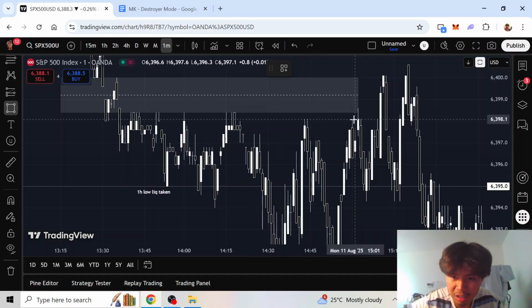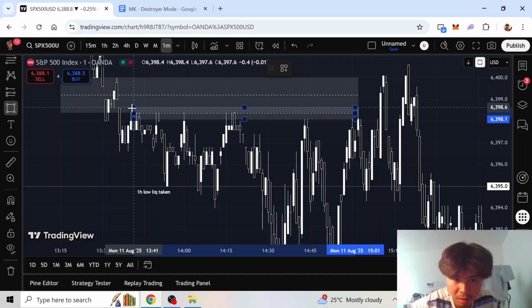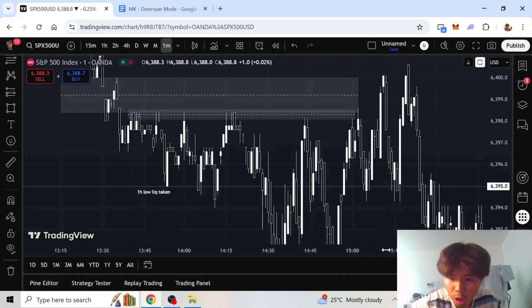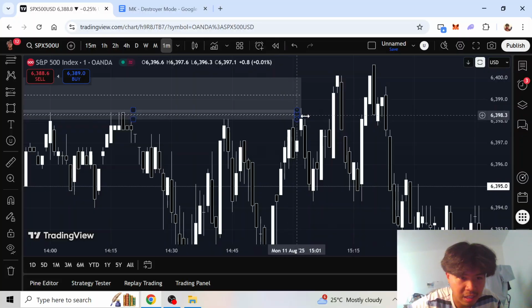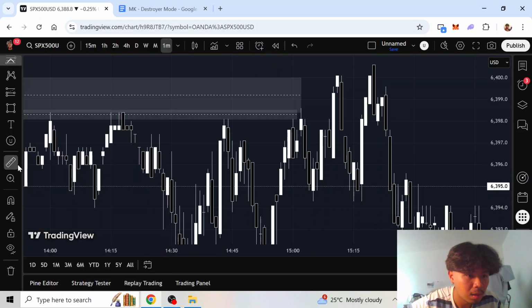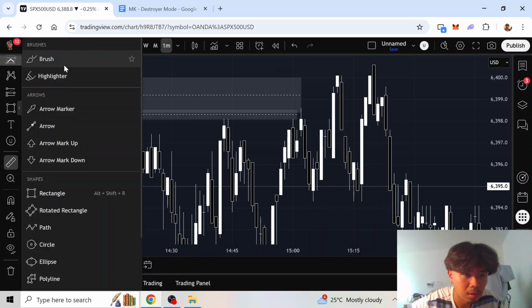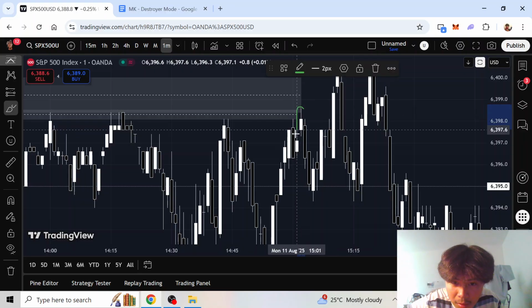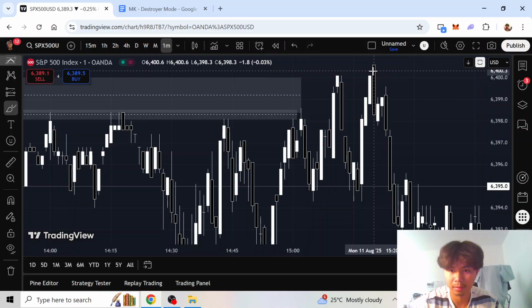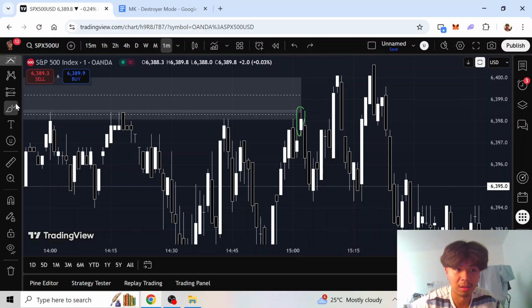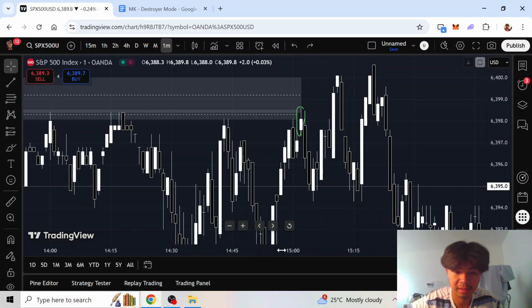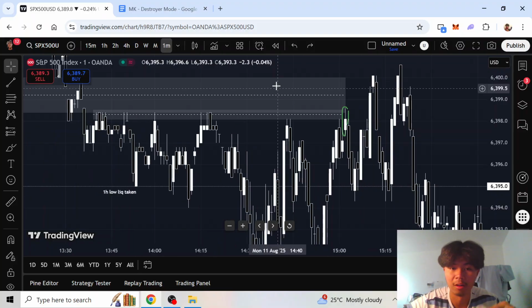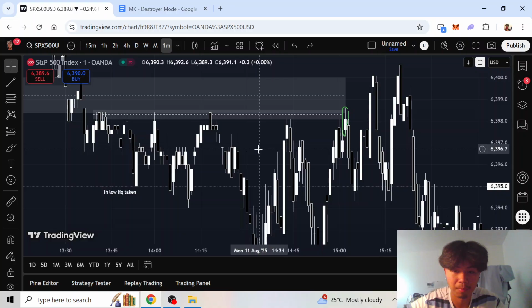So when I see price reacted off of it, look at this candle. Oh, where's the pen? This candle right here. You see the point? That is not the reaction I want. That is definitely not the reaction I want from this kind of level.